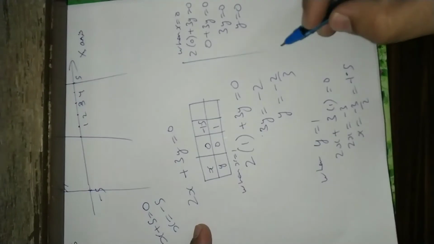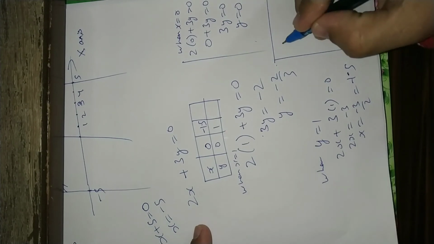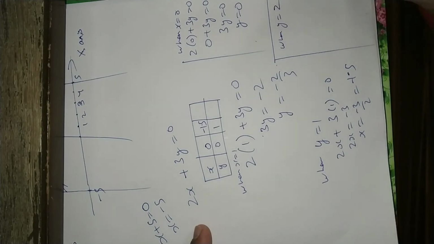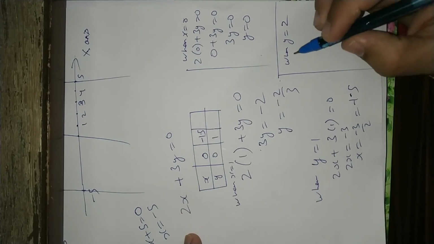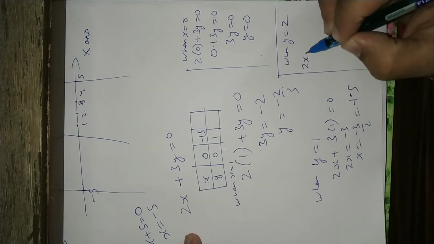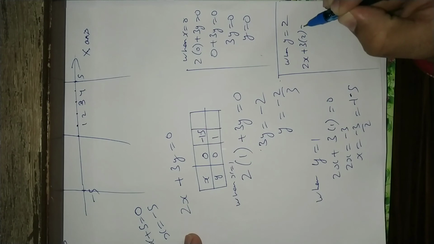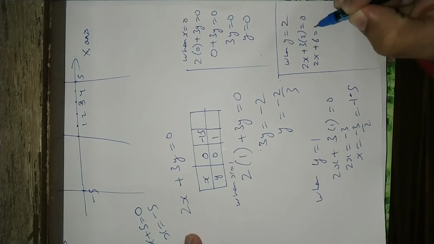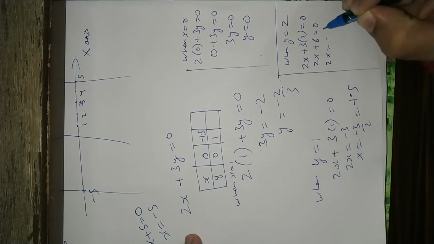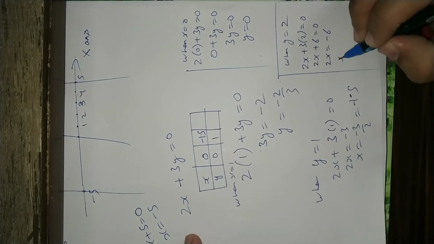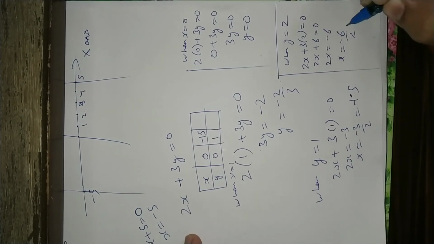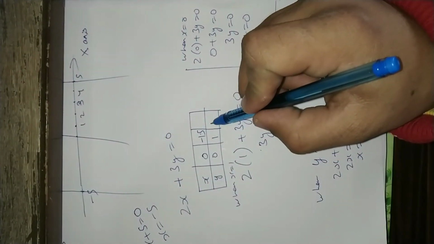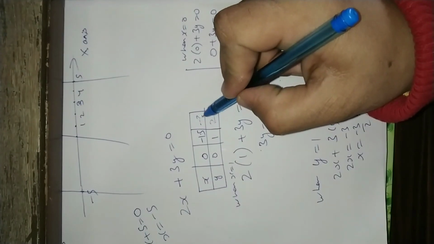We will take y equal to 2. So when y is equal to 2, 2x plus 3 into 2 is equal to 0. 2x plus 6 is equal to 0. 2x is equal to minus 6. x is equal to minus 6 by 2, that is minus 3. So when y is 2, x is minus 3.